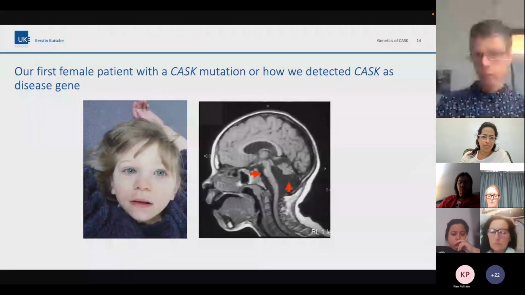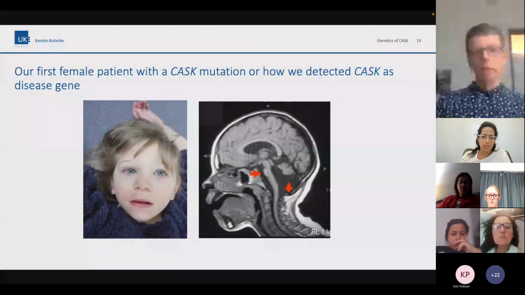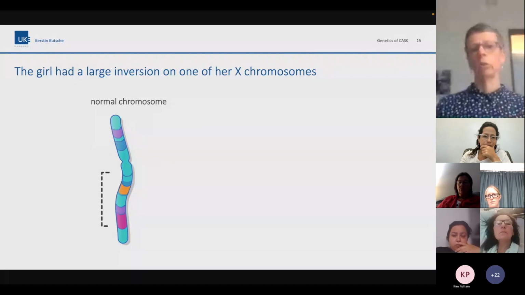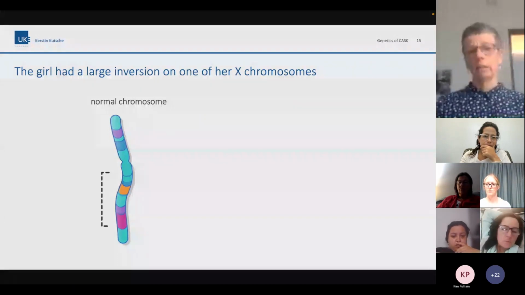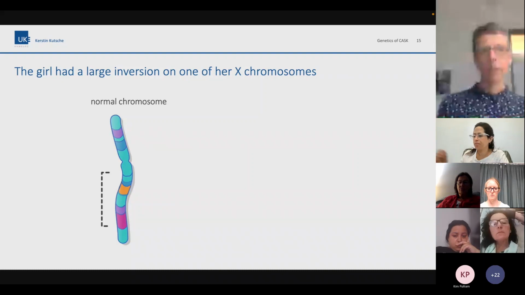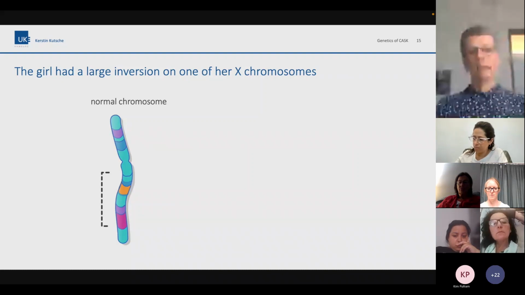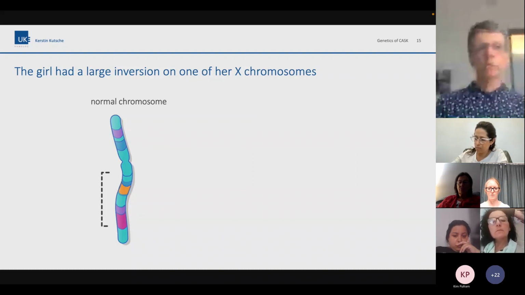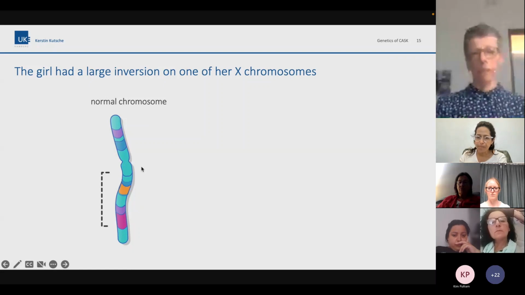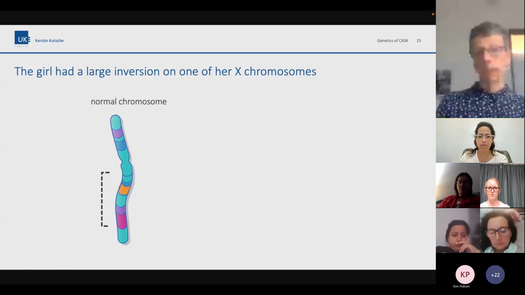So why did we get in contact with these female patients? This female patient had a larger mutation than what I have shown you before. She had a chromosomal mutation. This means that when we investigated the chromosomes under the light microscope, you could immediately see that this girl had a chromosomal abnormality, which is not normal. And therefore, we decided to investigate this chromosomal abnormality.